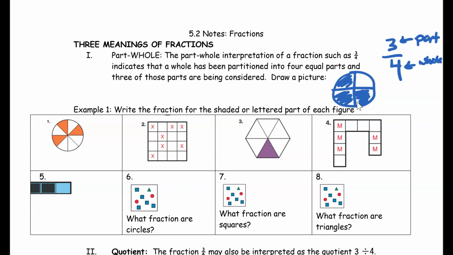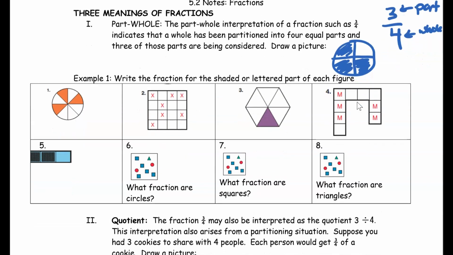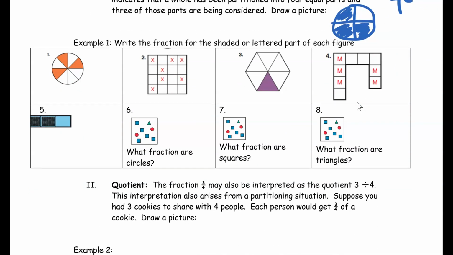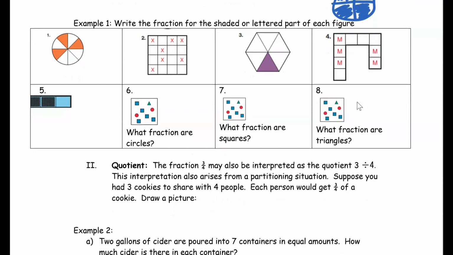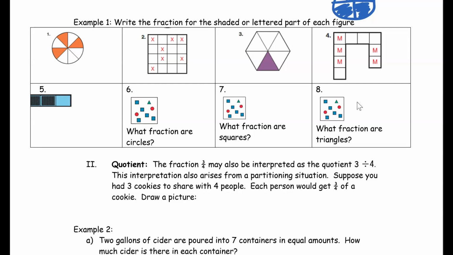So for an example of a part whole picture, there are 8 examples below that represent this part whole idea of a fraction. This would be a great time to pause the video and try these on your own. So let's write a fraction for all of these. We're going to start with this circle here. It looks like there are 8 pieces all together, so the denominator is going to be 8, and 3 are shaded. So we say 3/8 are shaded there.